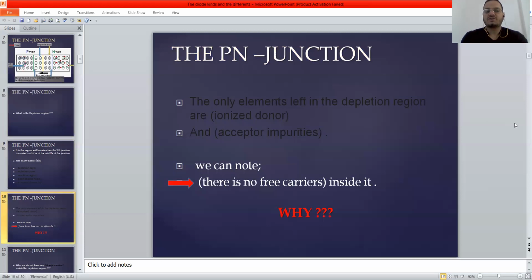Now let's focus on the only elements left in the depletion region: the ionized donor and acceptor impurities. Why? We can note there are no free carriers inside it, just ions. Why?